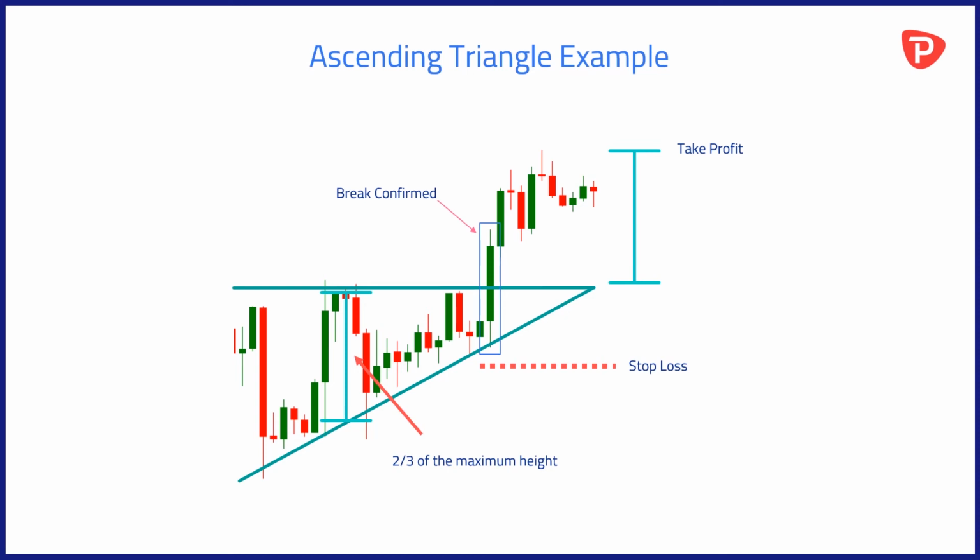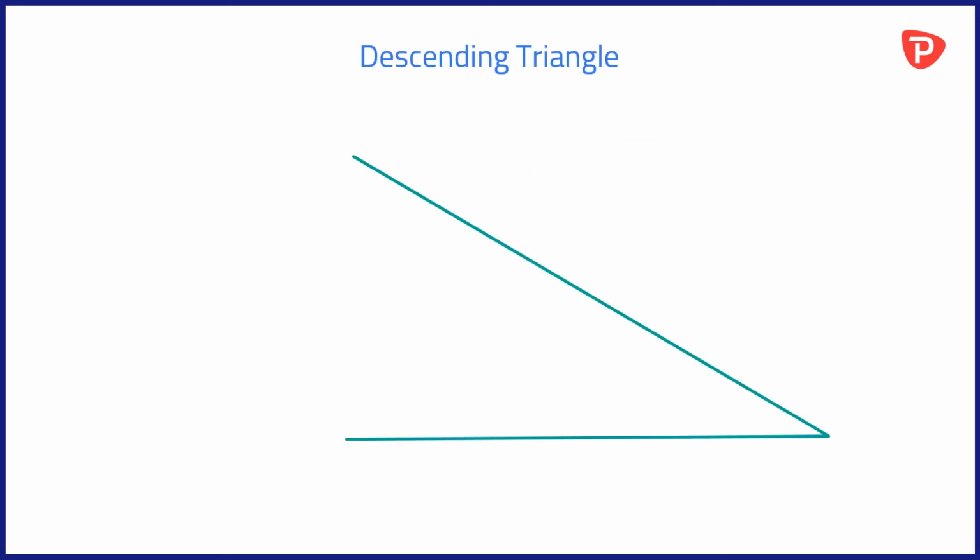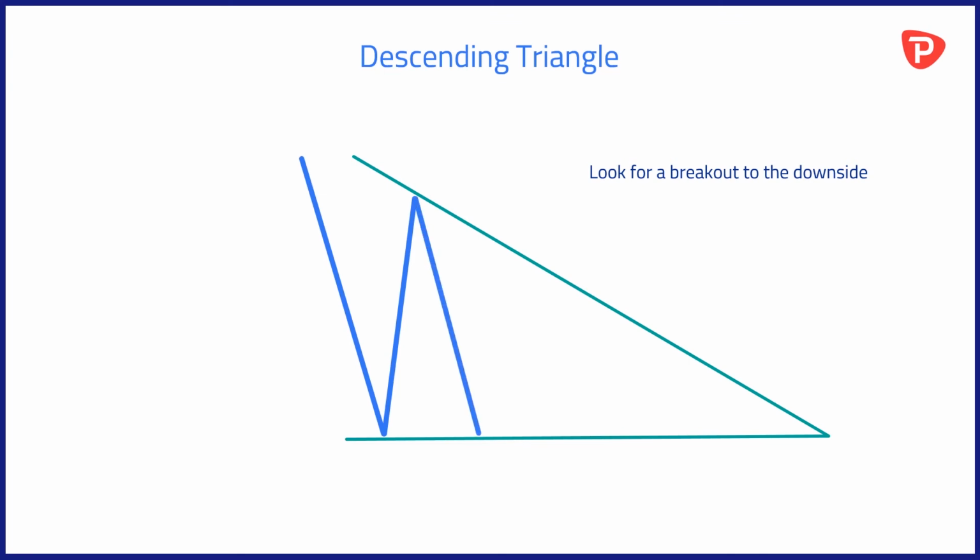The final member of the triangle family are descending triangles, and as the name suggests, they are the opposite of ascending triangles, and can generally be found at the tops of uptrends. When searching for descending triangles, you need to be on the lookout for a series of troughs that are forming at around the same price level, with the peaks between these troughs getting lower, as we can see on the screen.